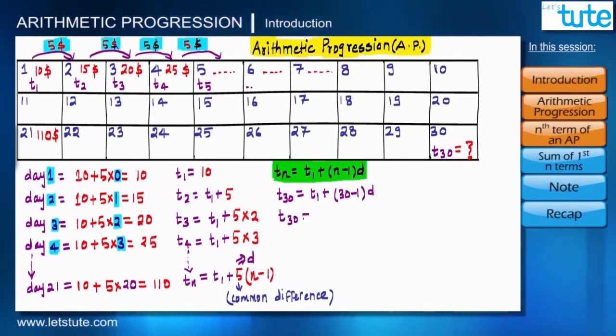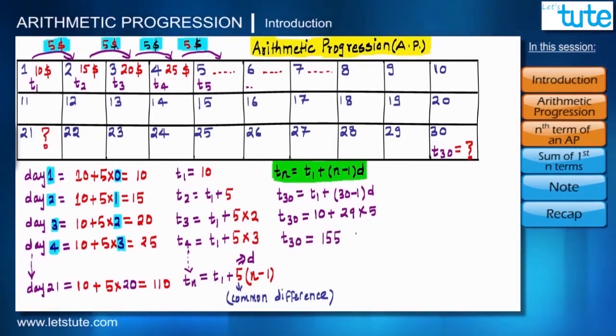So T30 will be equal to T1, that is 10, plus 29 into the common difference, 5. So the payment on 30th November will be 155. So on the 30th day, that is on 30 November, I will get $155. Here we have got the general expression for any kind of arithmetic progression. By using this expression, we can find out any term of that progression.